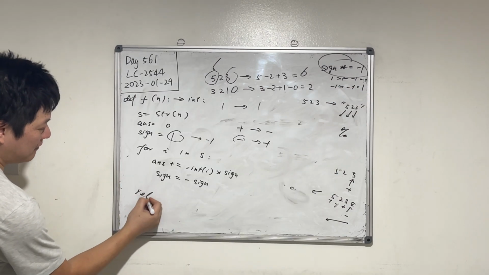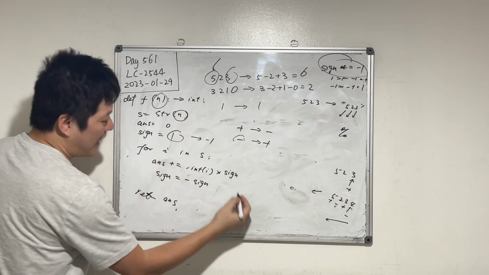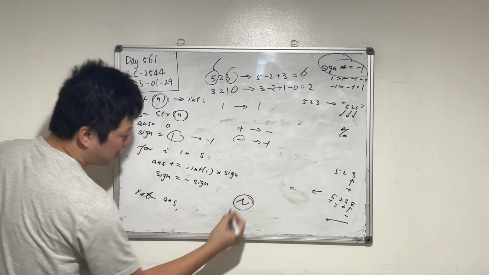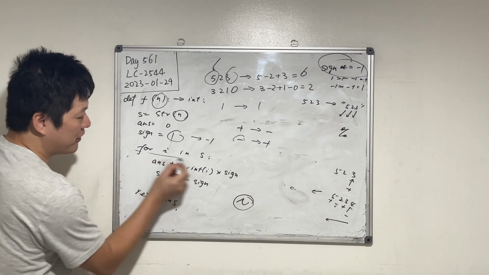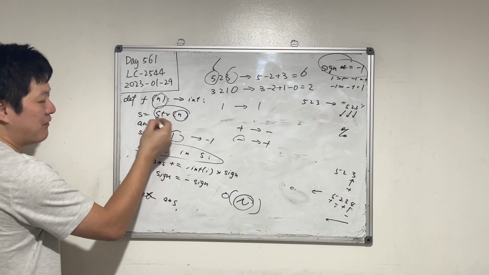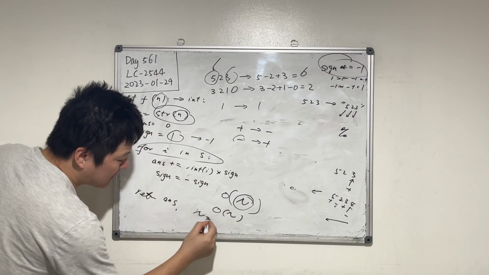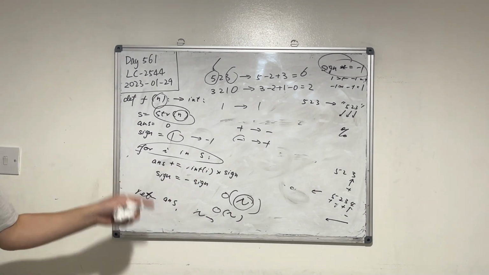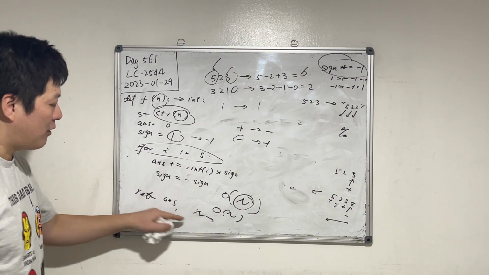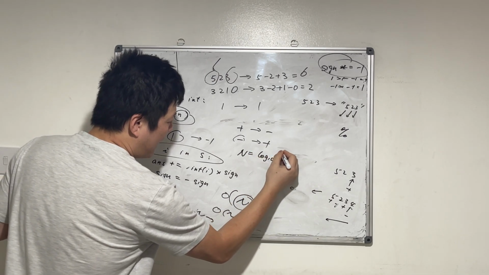And then return answer. Look, if the number has n digits, the time complexity is O(n), since we're going through each one. For space complexity, we need to convert it to a string, and this is O(n), right? If n is the number of digits, then it's log base 10 of the number.